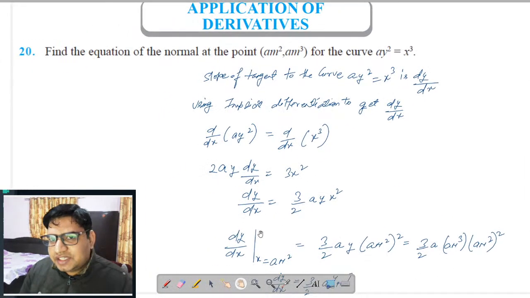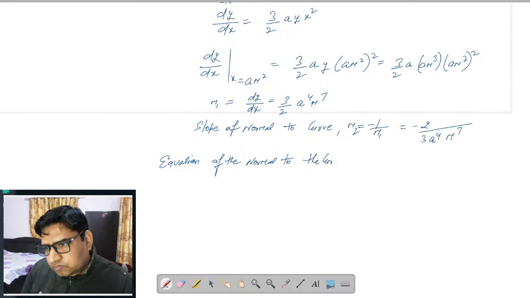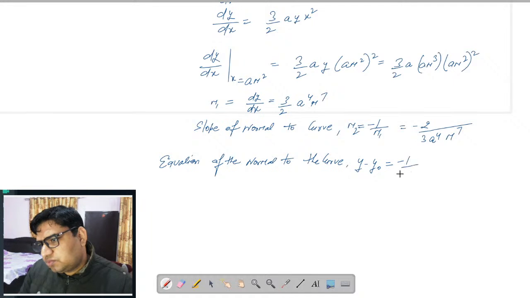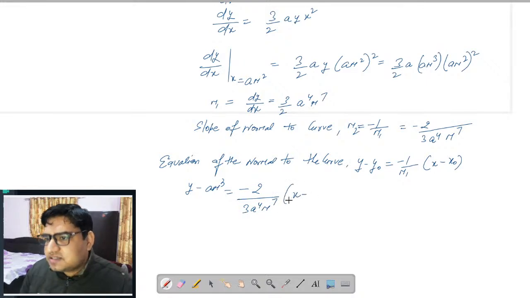Okay, and what we need to find is the equation of the normal at the point. The equation of the normal to the curve is y minus y naught is equal to -1 upon m1 times x minus x naught. So y minus am cube is equal to -2 upon 3a to the power 4 m to the power 7 times x minus am square.